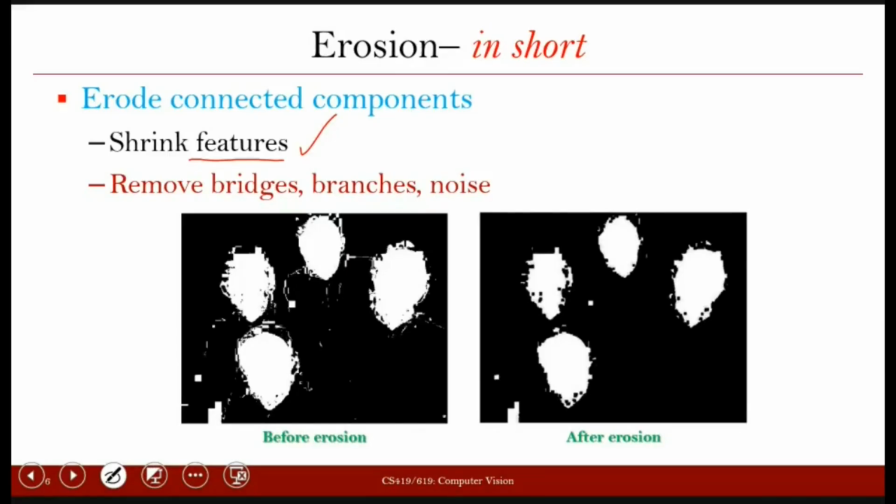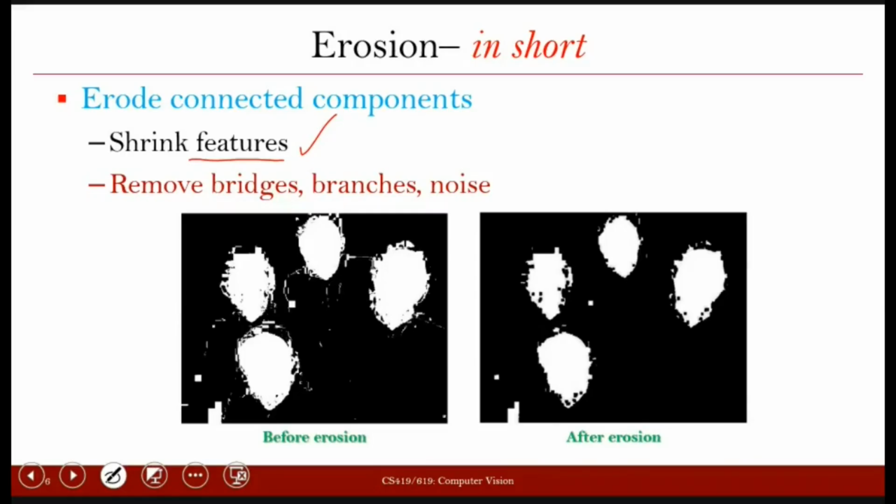So in the process of erosion, what exactly do we achieve? We see that when we perform erosion on any image, it shrinks features. This basically means that it reduces the foreground pixels. That means the size of the foreground object reduces.